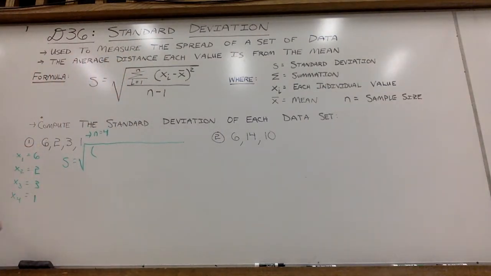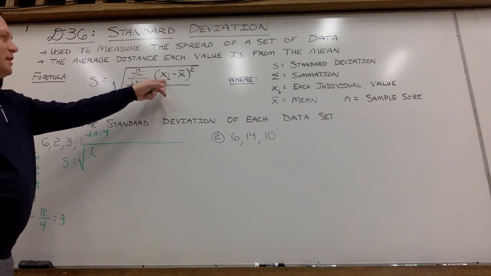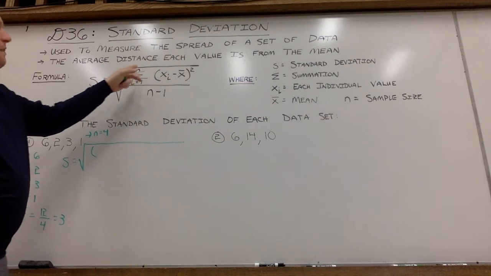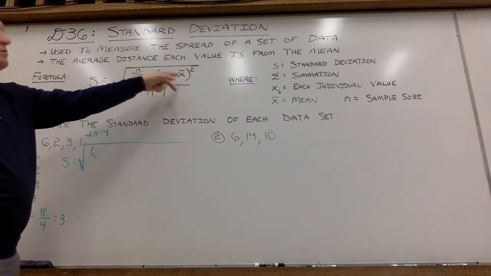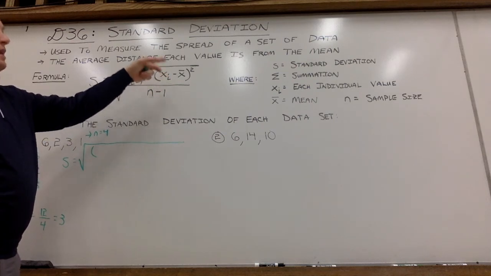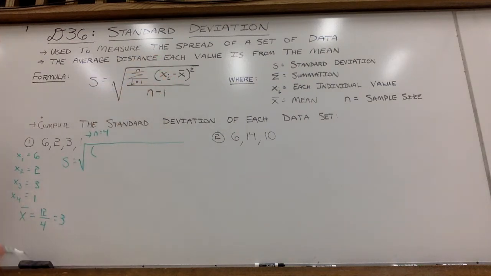In this example, x bar, the mean, is going to be 6 plus 2, which is 8, 9, 10, 11, 12, divided by 1, 2, 3, 4. So the mean is 12 divided by 4, which is 3. So I'm going to take each observation minus the mean, take that difference, square it, and then add it to the next observation minus the mean squared, added to the next, and to the next, and so on.